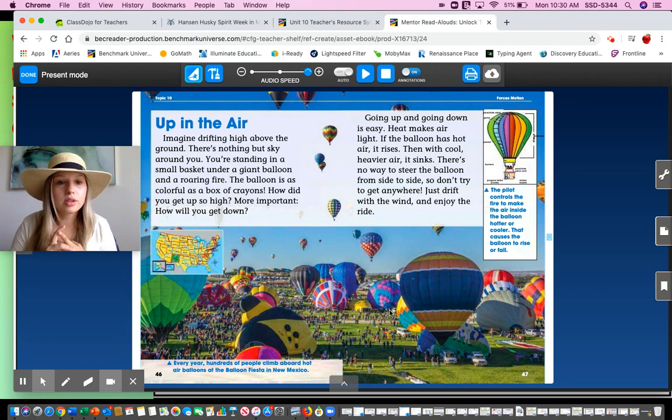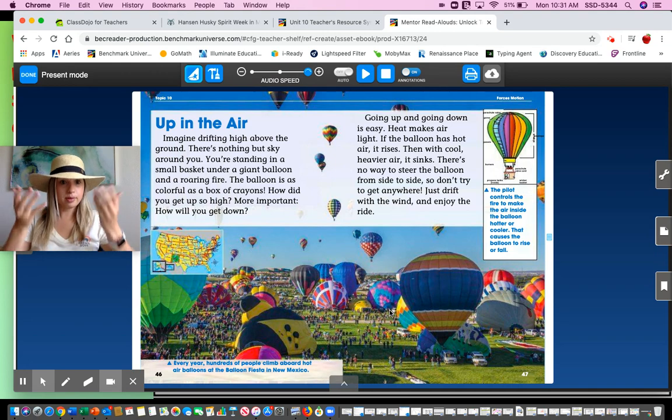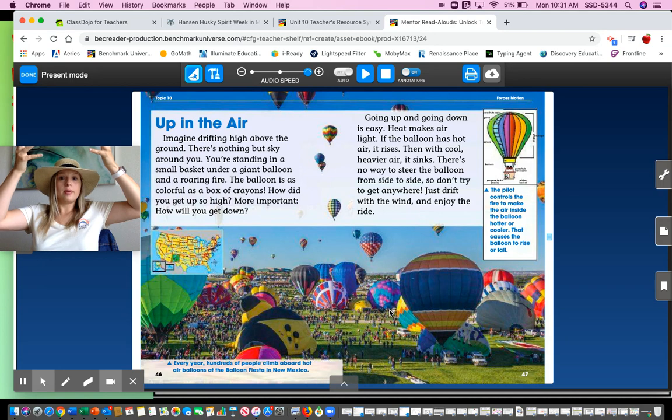So the hot air balloon is in motion, right? And what is the force that's pushing it up? What's pushing the hot air balloon up? The air, right? The fire, the hot air. So the air is the force that's pushing it up. Or what's pulling it down? We could say cool air, but it could be also gravity.